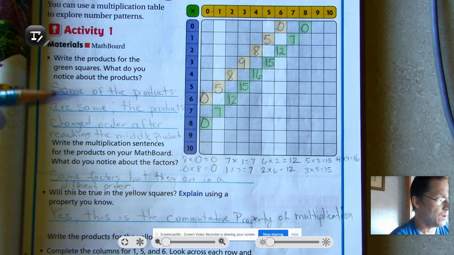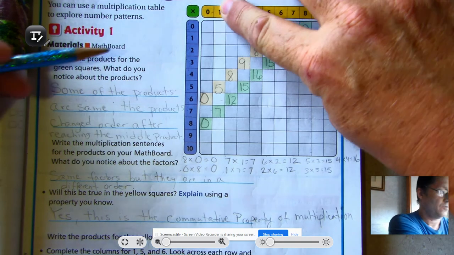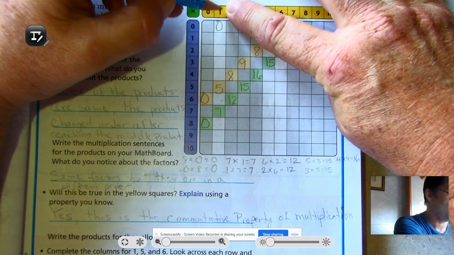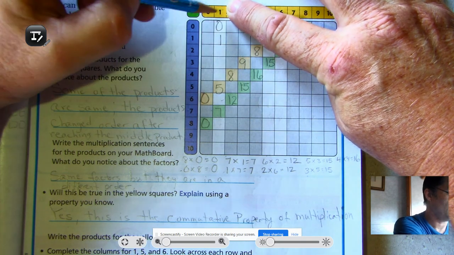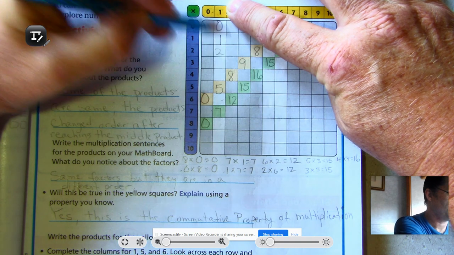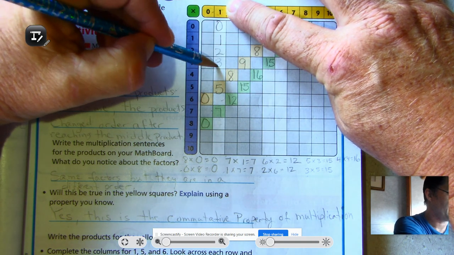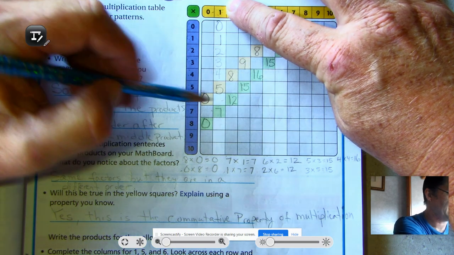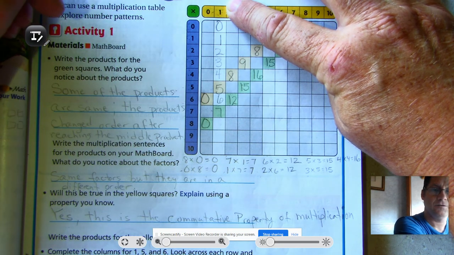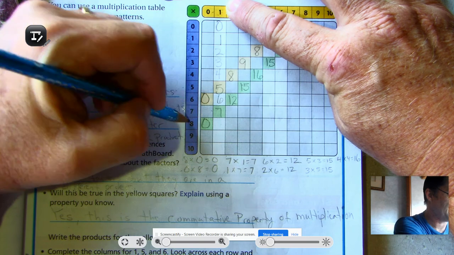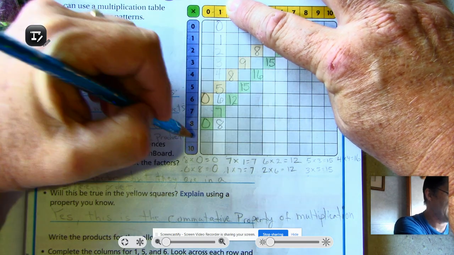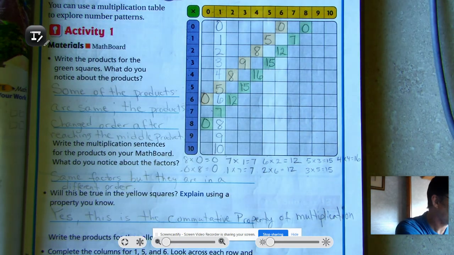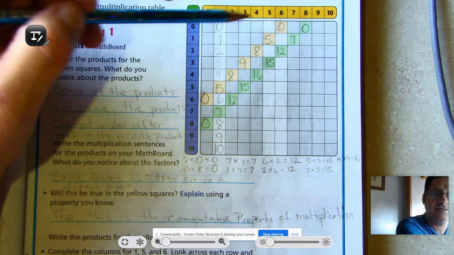All right, complete the columns for 1, 5, and 6. Okay, 1, 5, and 6. So 1 times 0, 0. 1 times 1, 1. 1 times 2, 2. 1 times 3, 3. 1 times 4, 4. 1 times 5 we have. 1 times 6, 6. 1 times 7 we have. 1 times 8, 8. 1 times 9, 9. And 1 times 10, 10. So then we're going to do the same thing for 5s and 6s.